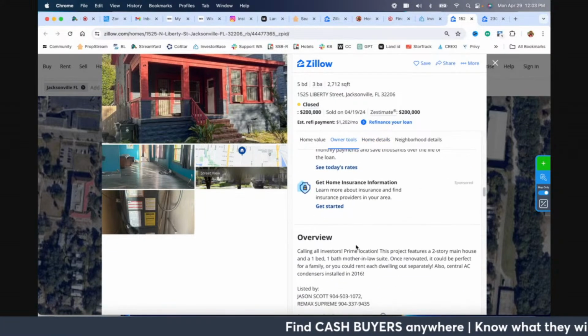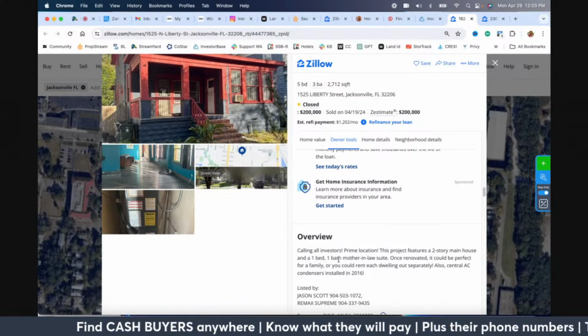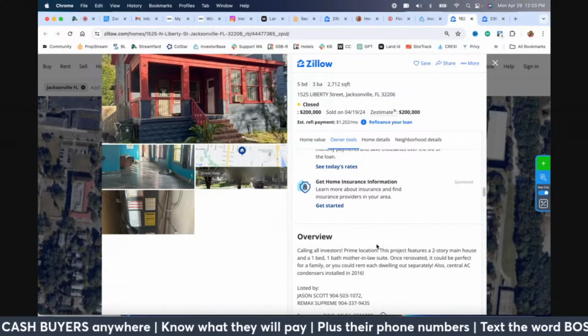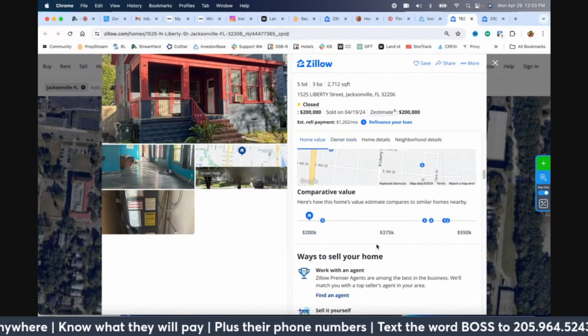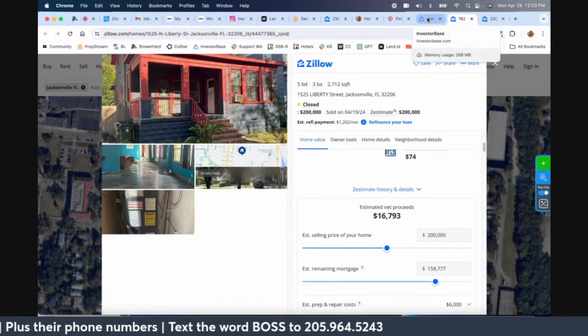What is this one? Let me see, Brian. Two-story house, 1 bedroom, 1 bath, mother-in-law. Oh, he's asking him for an offer. Okay, one of those situations. So it doesn't need quite a bit of work, or what?